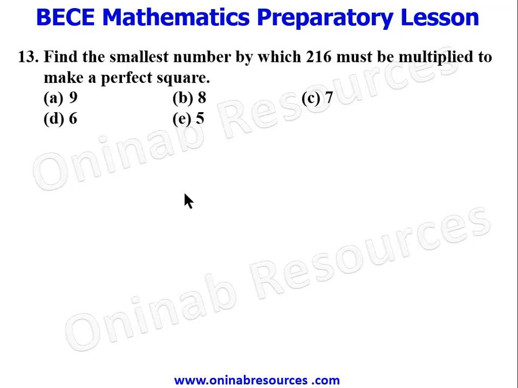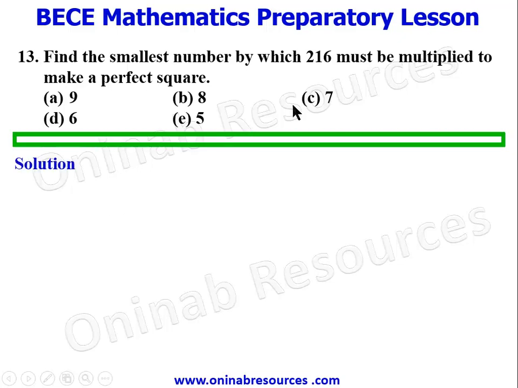For problem 13, find the smallest number by which 216 must be multiplied to make a perfect square. For this solution, 216 is not a perfect square. What number can we multiply by 216 to make a perfect square? Okay, we are going to express 216 as a product of prime factors. So to do that, we have our table.